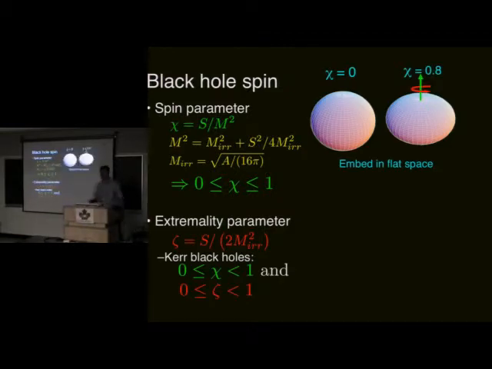Now, a couple more things I want to say before I go any farther into the talk: I want to give you an idea of how to picture these black holes that are spinning. These are the horizons of two black holes. This one is not spinning, and this one has a spin of 0.8. I just embedded them in flat space. So the idea is, the non-spinning black hole has a spherical horizon, whereas the spinning black hole has a horizon that's squashed at the poles and bulges at the equator.